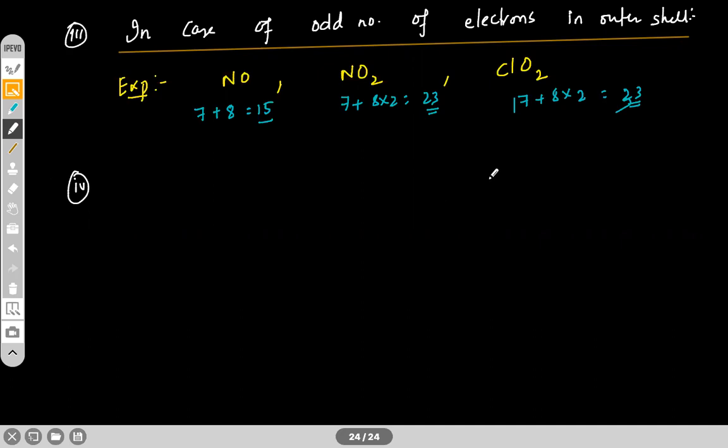Yes, the outer shell has 7 only. I'm just calculating the total number of electrons. How do you find out whether the molecule is an odd electron molecule or not? So it is the total number of electrons I have taken. You see 7, 8, 7, 8 into 2 like that. Yes, that's right. The outer shell for chlorine has 7 electrons only.